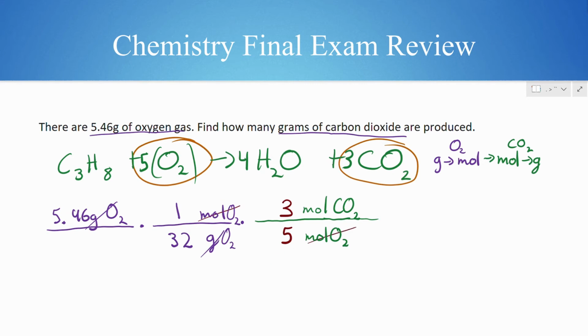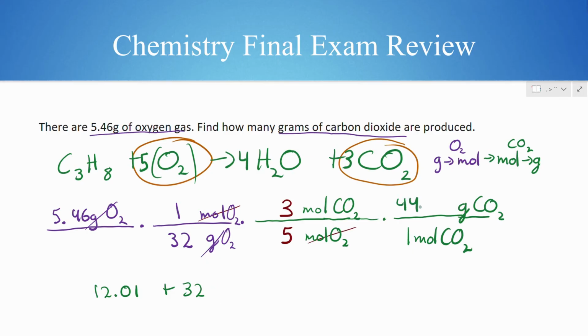Next, we need to convert from moles of carbon dioxide to grams of carbon dioxide. So in 1 mole of carbon dioxide, we need to find the molar mass and then put the grams of carbon dioxide. So the molar mass of carbon dioxide is going to be equal to 12.01 plus 32, which is going to be 44.01. You're just adding the atomic masses for those elements.